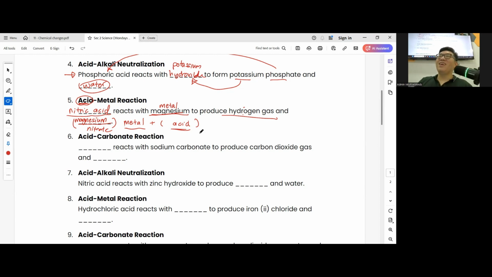If you give me magnesium acid, I'll be like, nope. Magnesium acid. Huh? Don't think so much. Like what? Magnesium acid. Don't think so much, man.